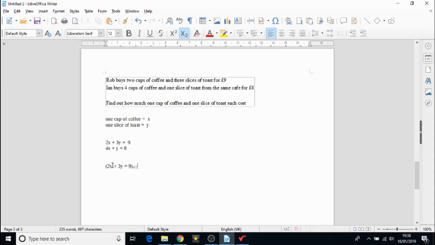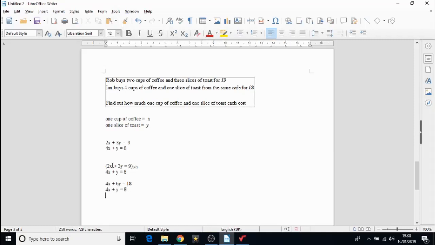x is multiplied by 2. You can see it's multiplied by 2. 4x plus y, still written in its little baby writing. 4x plus y is equal to 8. So 2x multiplied by 2 is 4x, 3y multiplied by 2 is 6y, 9 multiplied by 2 is 18. And 4x plus y is equal to 8.